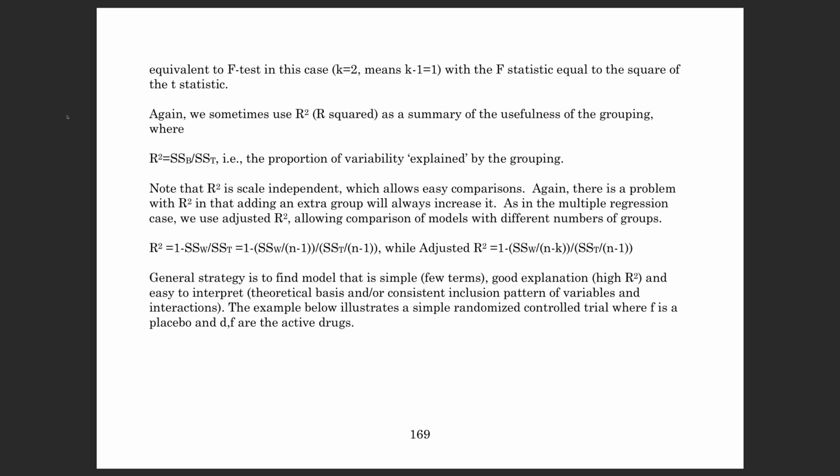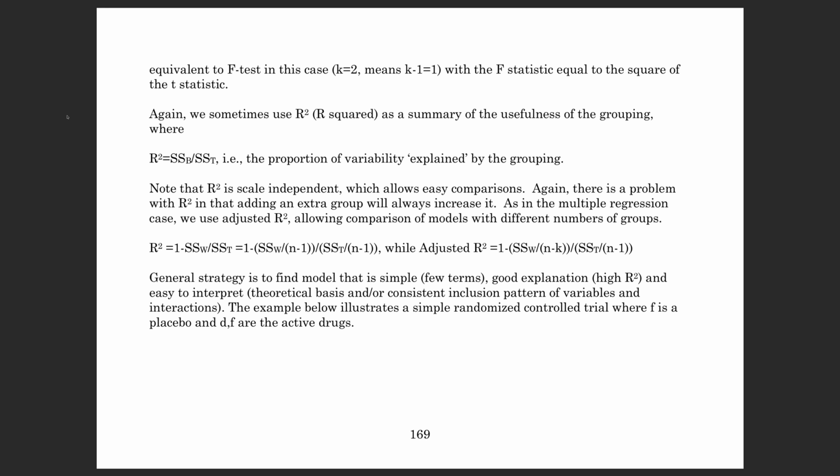So our general strategy is, of course, to find models that are simple, have a good explanation, and are easy to interpret. So simple means few terms. Good explanation means generally high r squared or high adjusted r squared, and easy to interpret in the sense of a theoretical basis or a consistency of the variables. So, of course, we can use more sophisticated selection criteria than the ones we mentioned in the regression models, such as AIC and BIC.